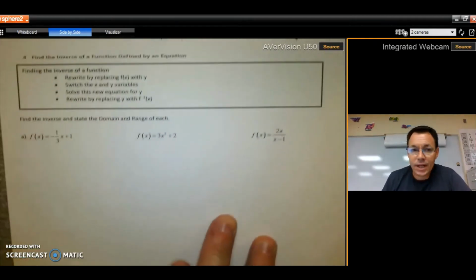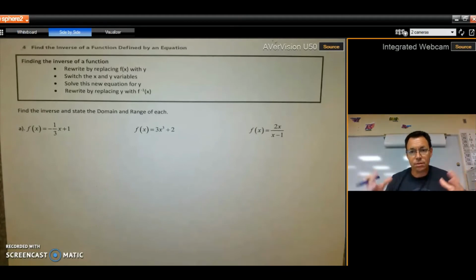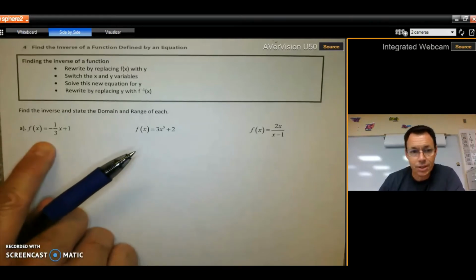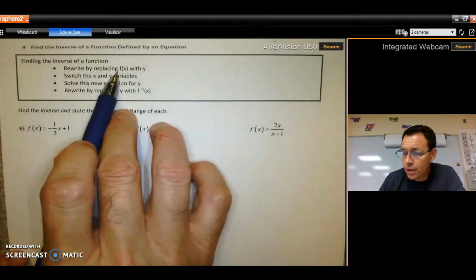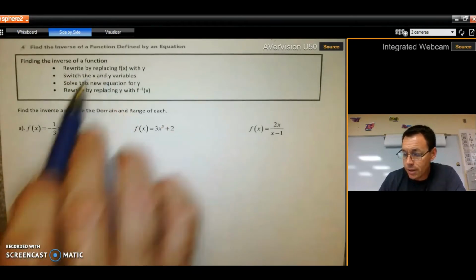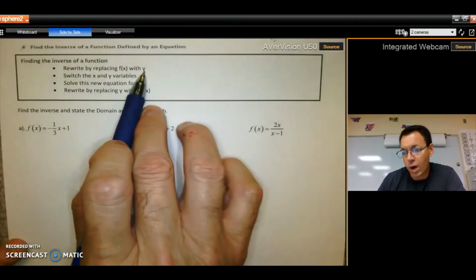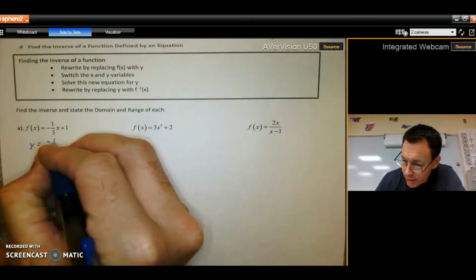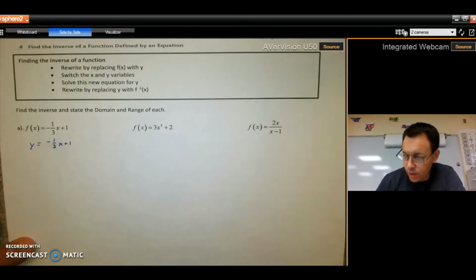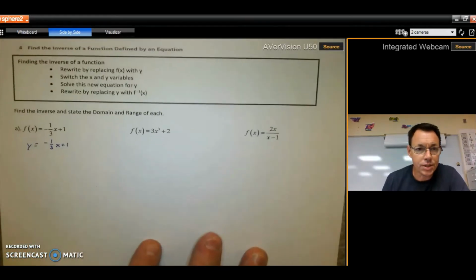Now, what if I give you a function? This is where all of this is trying to get to. If I give you a function and I want to figure out what is the inverse of this function, here's what we're going to do. First thing you're going to do is rewrite this function with a y. So instead of function notation, let's turn it into y. So y equals -1/3 x plus 1. It's a little bit easier to deal with.